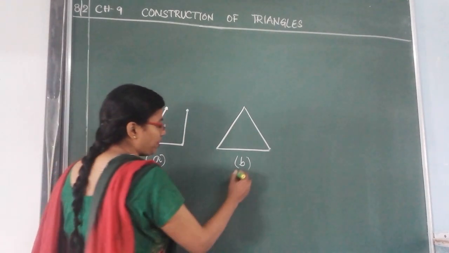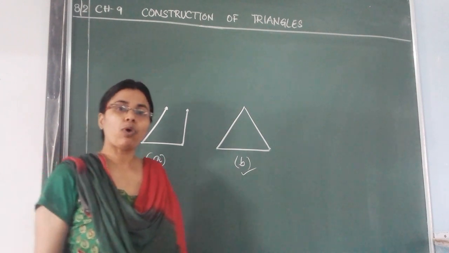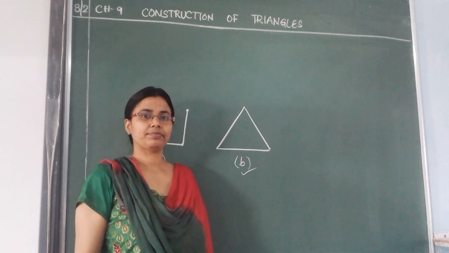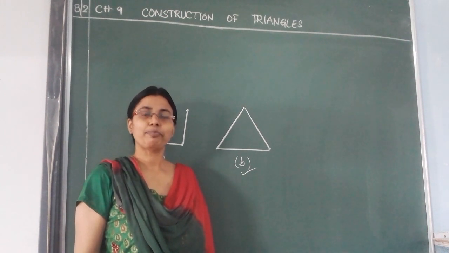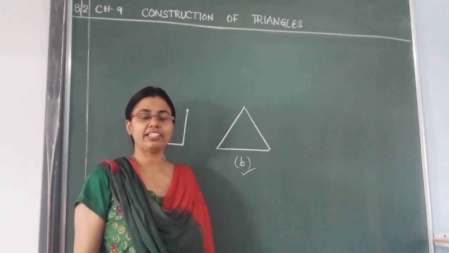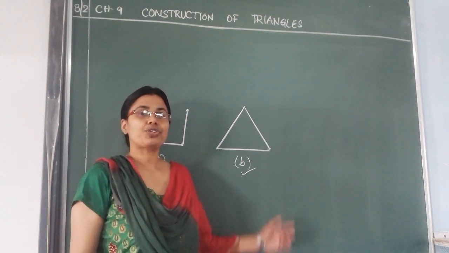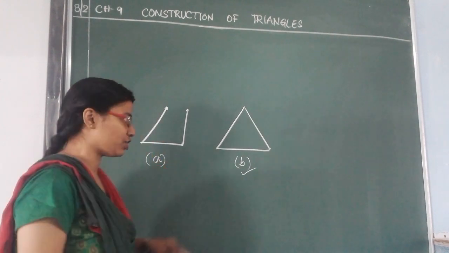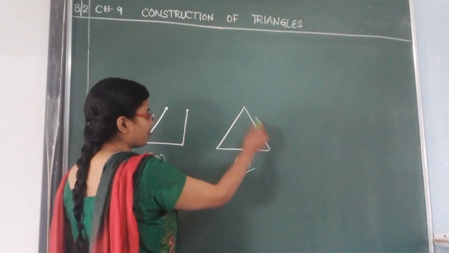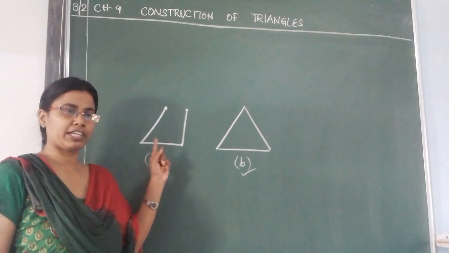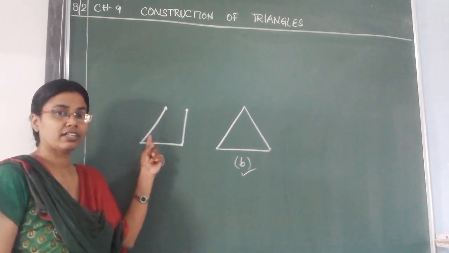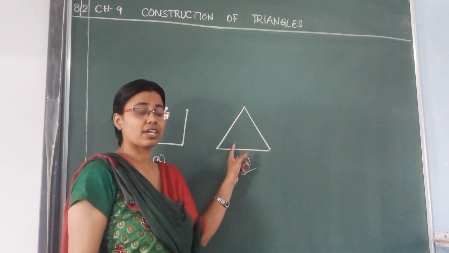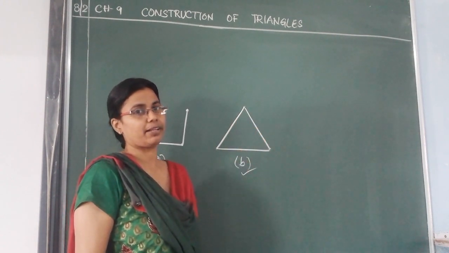Okay, very good. B is a triangle. Why do you think B is a triangle? Okay, by this time you should have completed telling the definition. A triangle is a simple closed figure made of 3 line segments. Okay, it is a closed figure. Here you have 3 line segments, but it is an open figure. A simple closed figure which has 3 line segments is called a triangle.